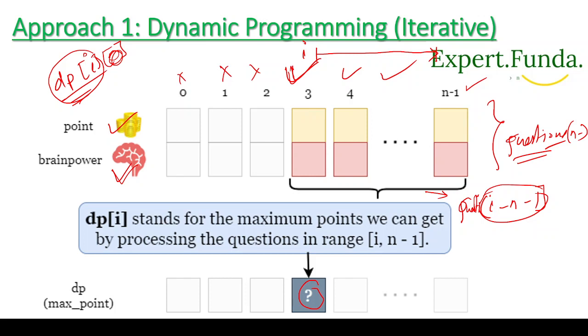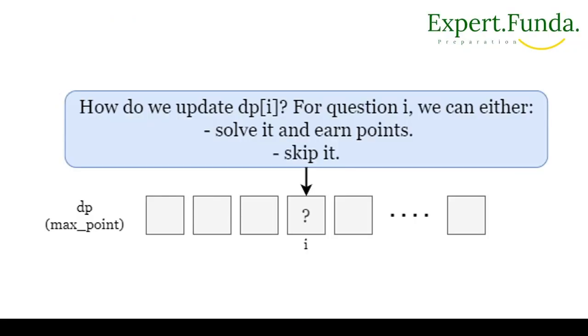However, we will do things backward, and we will try to fill the dp in backward form, right? And what is the value of the dp that we will recall from the two options that we have for the question at i? We can either solve it, or we'll skip it, right? So how do we update dp of i, as you can see here? For the question at i, we can either solve it and earn its points, or we can skip it. These are the things we can do, right?